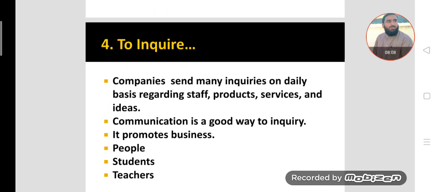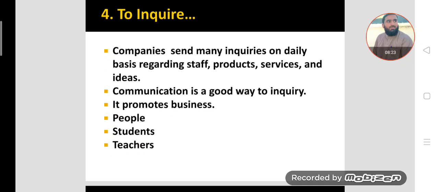Number 4, to inquire. Yes, companies send many inquiries on daily basis regarding staff, products, services and ideas. Communication is a good way to inquire. Okay, it promotes businesses. Yes, why we are inquiring things, why we are asking regarding the things, to clarify. Okay, to promote business, to promote education among people. It is very common practice among business people.